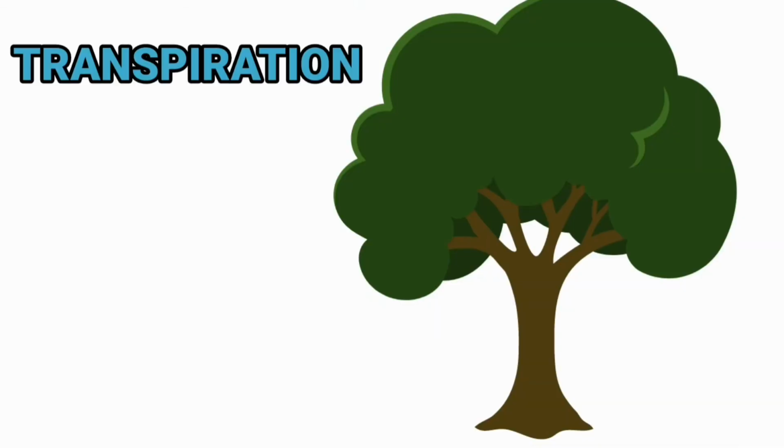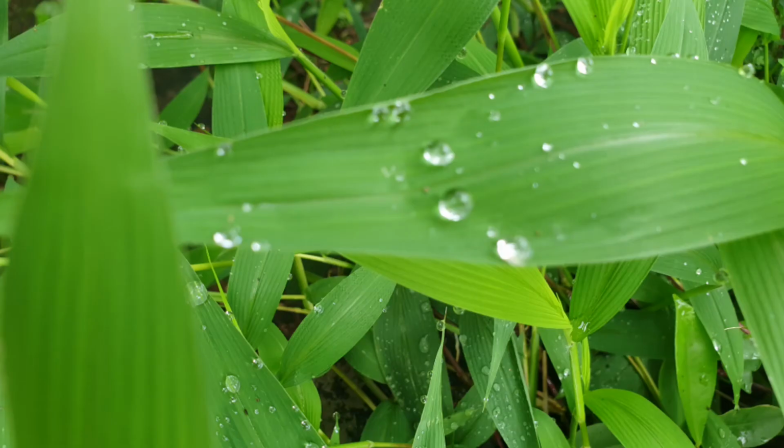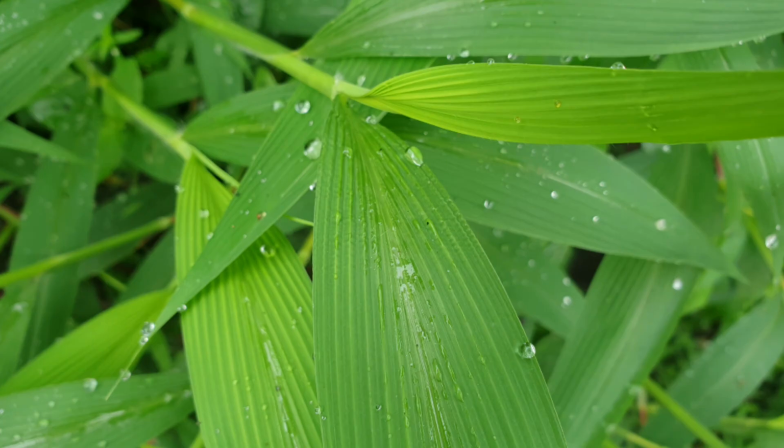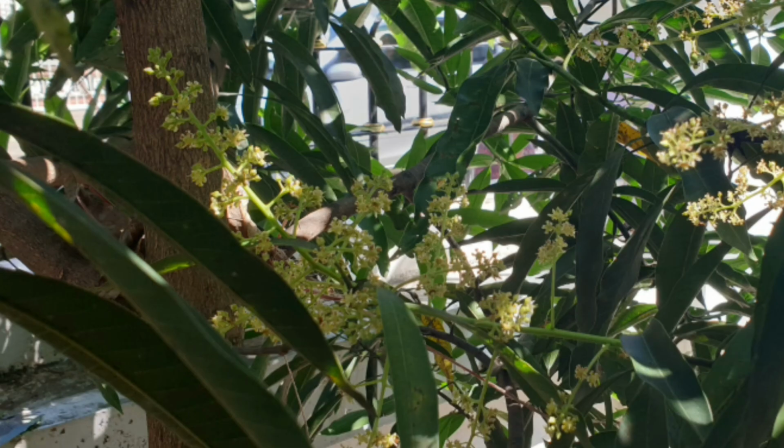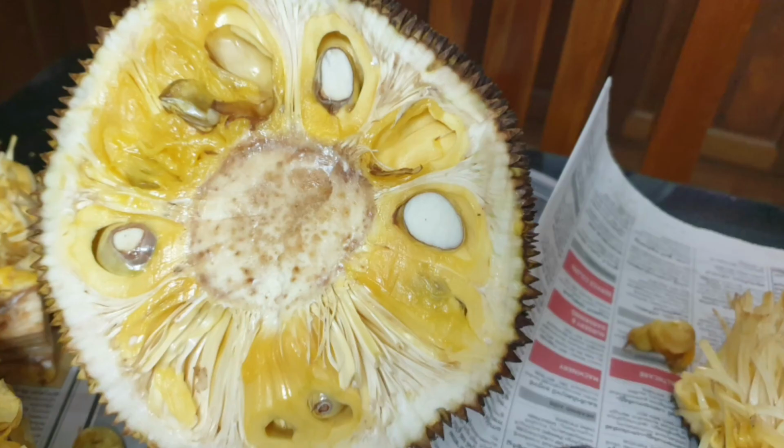Next function is transpiration. Water comes out of leaves in the form of vapor by a process called transpiration. Plants release a lot of water into the air through this process. Important part of a plant is flower. Most flowers grow into fruits. For example, the flowers on a mango tree grow into mangoes. Most fruits have seeds inside them.